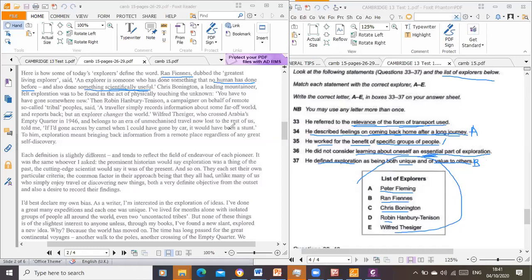Okay, now, Chris Bonington, a leading mountaineer, felt exploration was to be found in the act of physically touching the unknown. You have to have gone somewhere new. So according to this guy, you have to have gone somewhere new. Do I have that in my question? He referred to the relevance of the form of transport used. I've found this one. It worked for the benefit. Then he did not consider learning about oneself as an essential part of exploration.